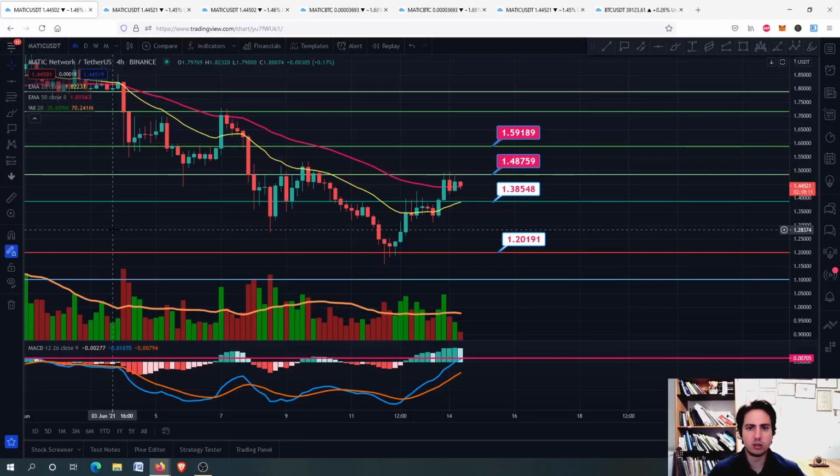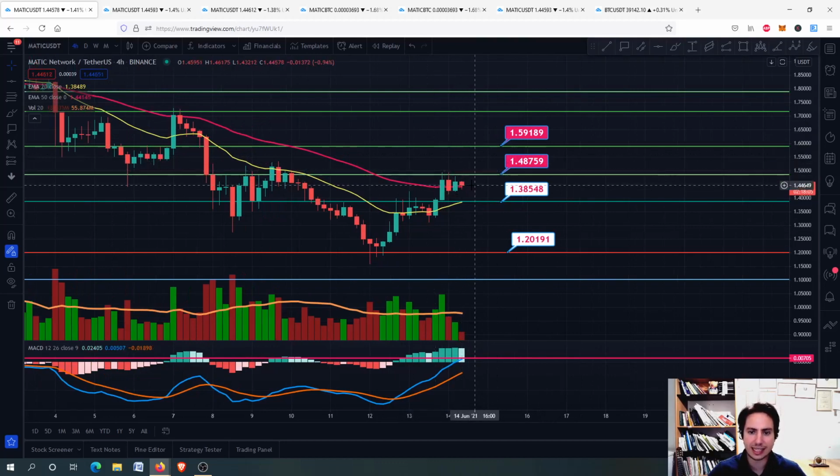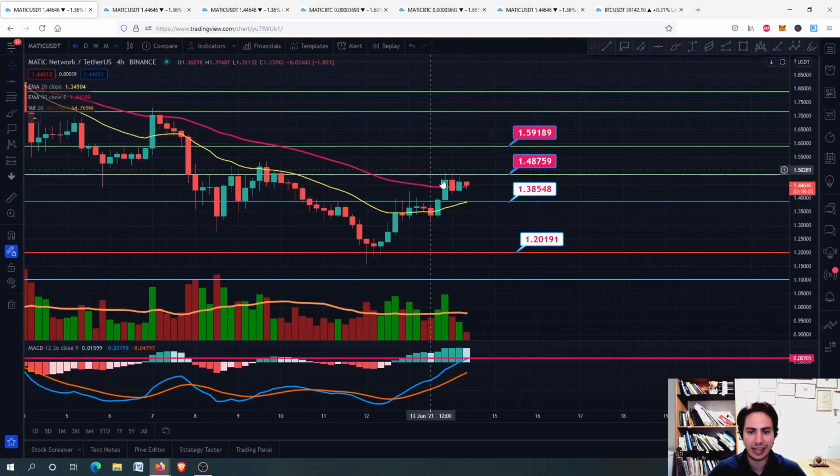Today I have Polygon daily update. We will see where we will go after 1.48 major resistance line. We see that we found an overbought situation right here due to the commodity channel index on the 4-hour frame. We correct a little bit for now. We found resistance at 1.48.